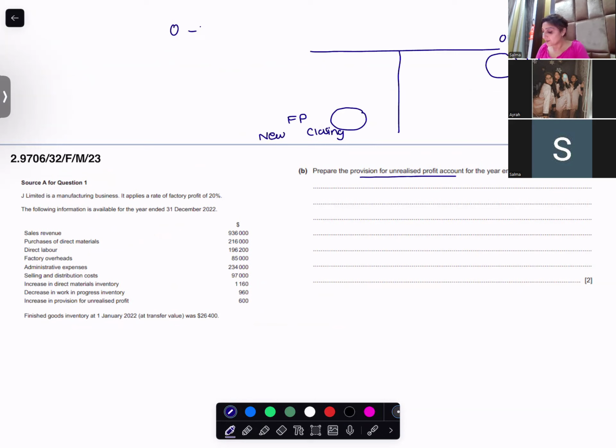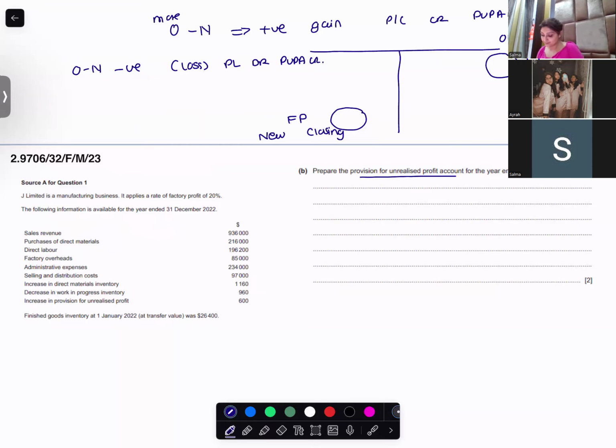If the old minus new is positive, then it'll be on the debit side. If the old minus new is positive, then it is a gain or a loss? It's a gain, so it'll be on the credit side. So it will be a gain. So profit or loss would be credit, so PUPA would be debit. And if the old minus new is negative, then it is a loss for you. Profit or loss would be debit, so PUPA would be credit.